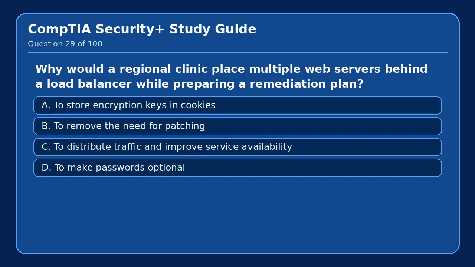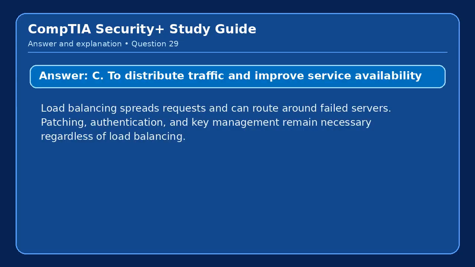Question 30. Which power control helps a payment processor handle short utility outages for network equipment after a recent audit finding? A. Expired TLS certificate. B. Open wireless network. C. Uninterruptible power supply. D. Flat LAN design. Take a moment to choose your answer. The answer is C. Uninterruptible power supply. A UPS supplies temporary power and can bridge short outages or allow graceful shutdown.